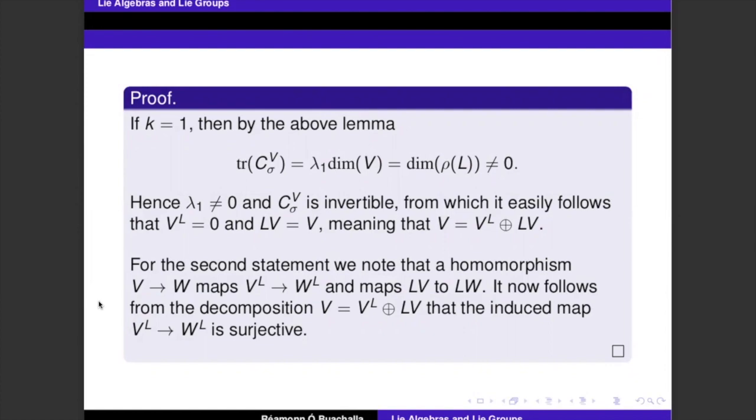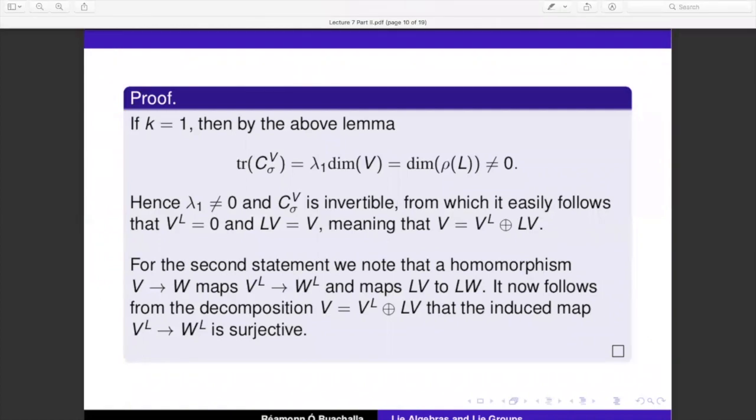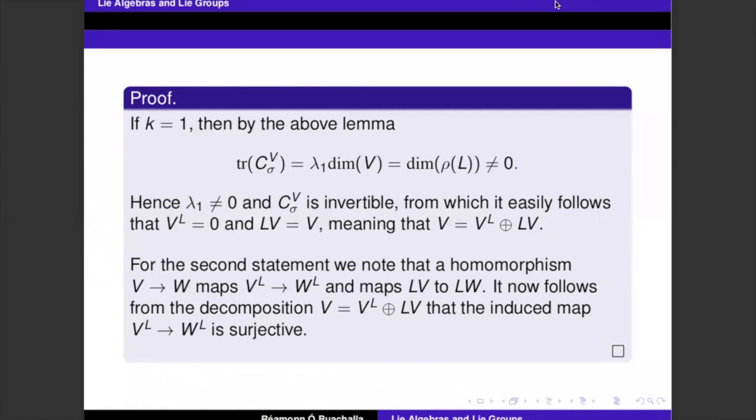Because it's a Lie algebra homomorphism. It's a simple exercise. And in that case, because of the decomposition, it maps V sub L into here, and it maps L of V into L of W. It now follows from the decomposition that the induced map is surjective. Okay.